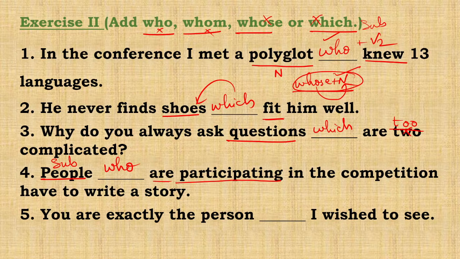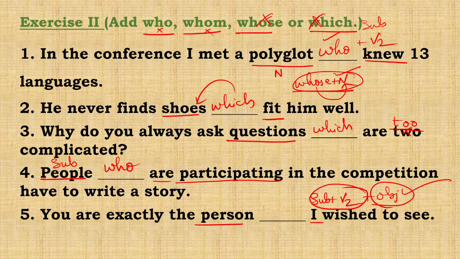Next. You are exactly the person dash I wish to see. Now look at this. Again, we are speaking about a person. And remember, after the blank we don't have a noun. So again, we can eliminate whose, we can eliminate which. And now tell me, who is the subject of the sentence? You are the person I wish to see. I want to do some action. What do I want to do? I wished. So the subject and object are already given, so the other combination must be only the object. So in this place, the object must be used. So the object is nothing but whom. Whom I wish to see. I want to see you, right? I wish to see you. I is the subject, you are the object. So in reference to the object, we have to use only whom.